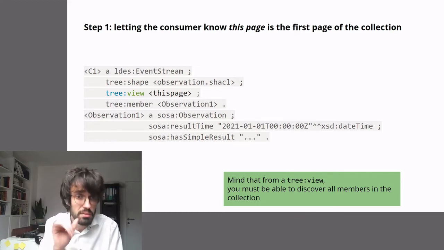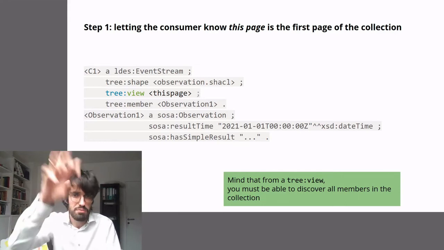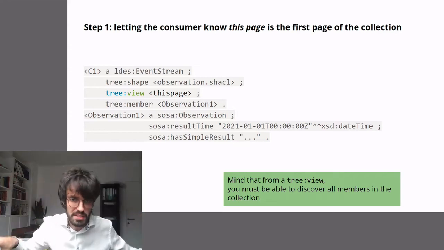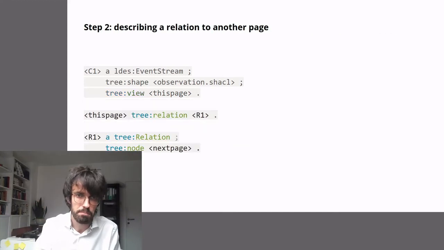Mind that tree view is a really special predicate because it also indicates to a client that all the members of the collection can be found through that link. So if you descend all the links possible from that page, you will be able to fully replicate the event stream that way.